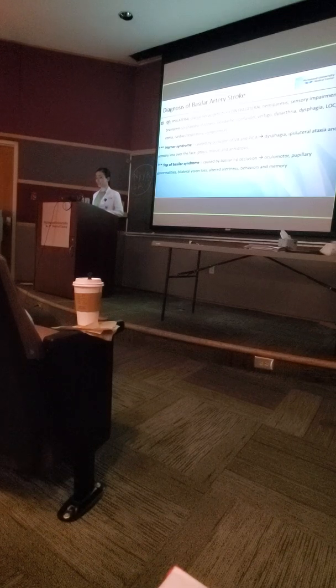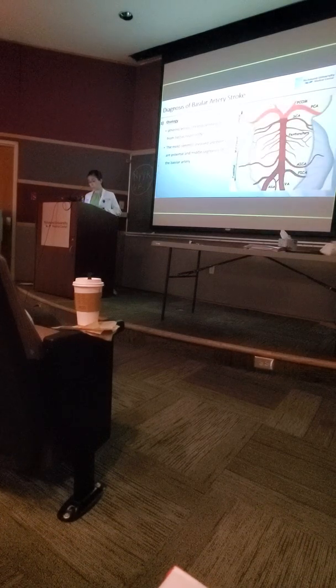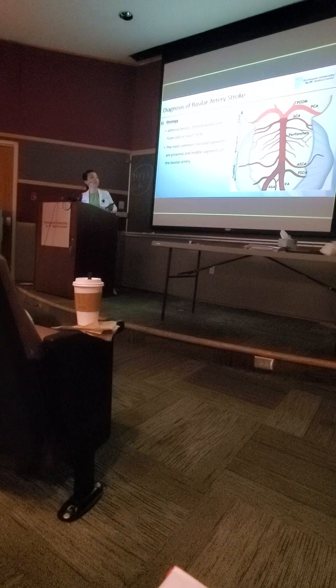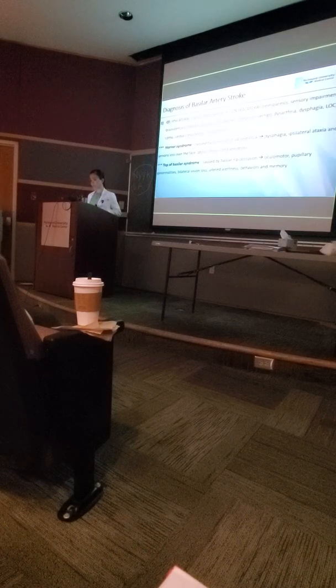There is another syndrome called top of the basilar syndrome, which is caused by occlusion of the tip of the basilar artery. Come back to the previous slide, you see the tip. This is the upper part, the distal part. So cranial nerves 3 and 4 arise from the upper part. So the patient will have oculomotor symptoms, pupillary abnormalities, bilateral vision loss, altered alertness, and behavioral or memory problems.